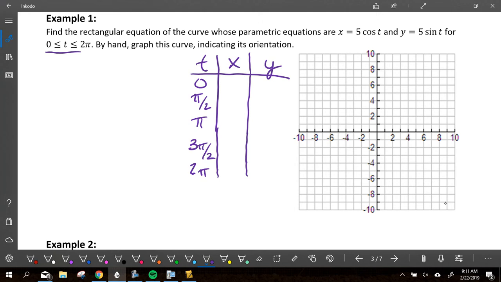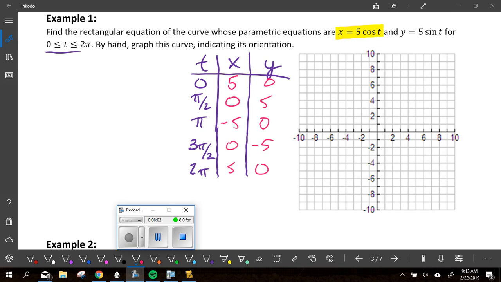So then we're just plugging in. And so to get my x's, I'm plugging into my x equation. X equals 5 cosine t. And so it's 5 times cosine at 0. What is cosine at 0 going to get me? Yep. And so my value is going to be 5. 5 cosine of 0. And then I go to pi over 2. Pi over 2 would be at the top of my circle. I'm doing cosine, so it's 0. 5 times 0 gets me 0. Finish that chart and graph it. See what you get.